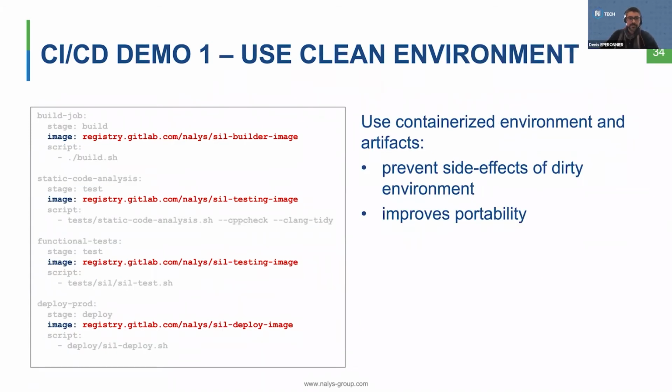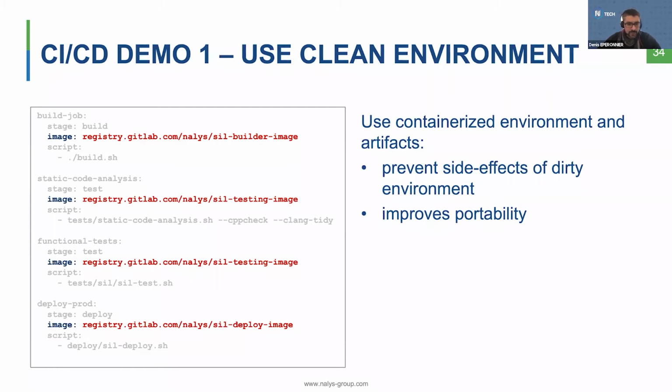The second best practice here: use clean environments. What does it mean? It means that for each step, each job of your CI pipeline, you would use a clean environment, like a new working copy from your repository. We do that to limit the possibility of side effects, like dirty environments with some artifacts, some objects, some intermediate files lying around and maybe impacting testing or deployment.